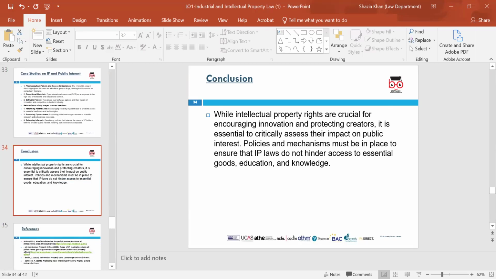In conclusion, while intellectual property rights are crucial for encouraging innovation and protecting creators, it's essential to critically assess their impact on the public interest. Policies and mechanisms must be put in place to ensure intellectual property laws do not hinder access to essential goods, education, and knowledge. So it's really important that we take into account, when looking at intellectual property, why it's so important that it protects public interests.